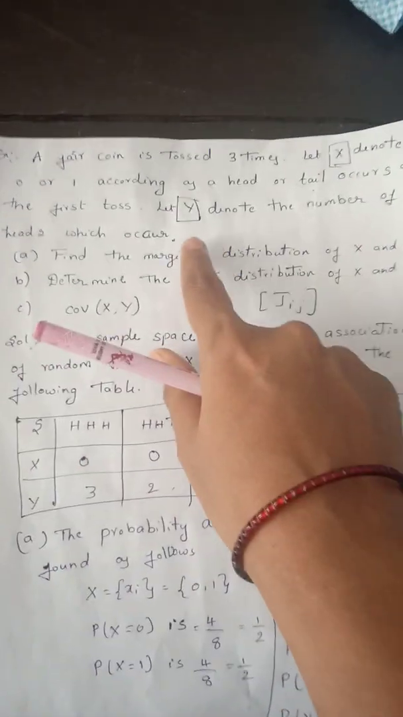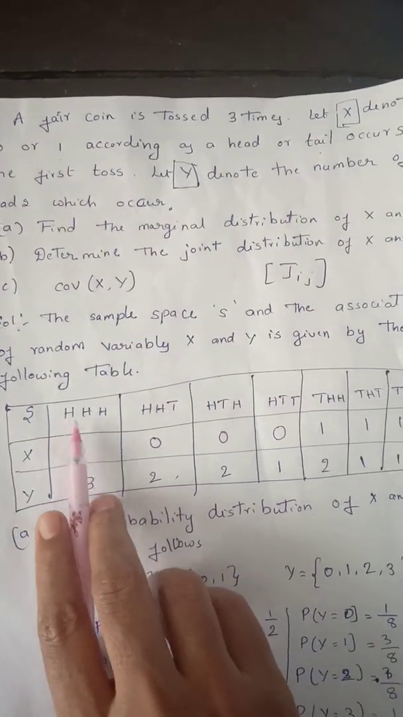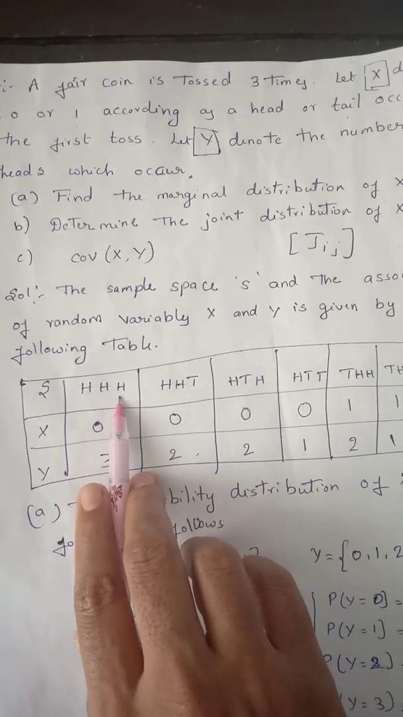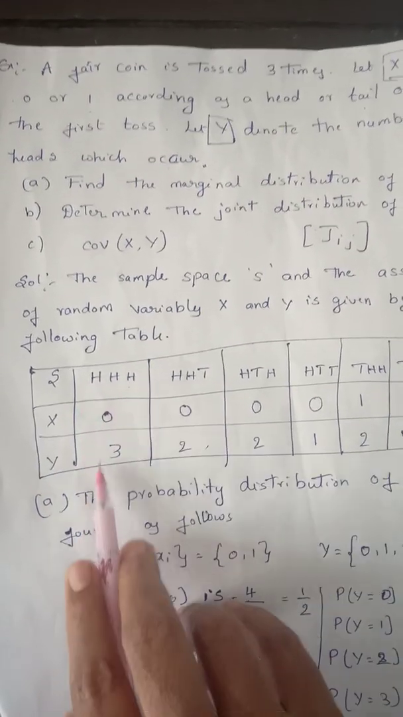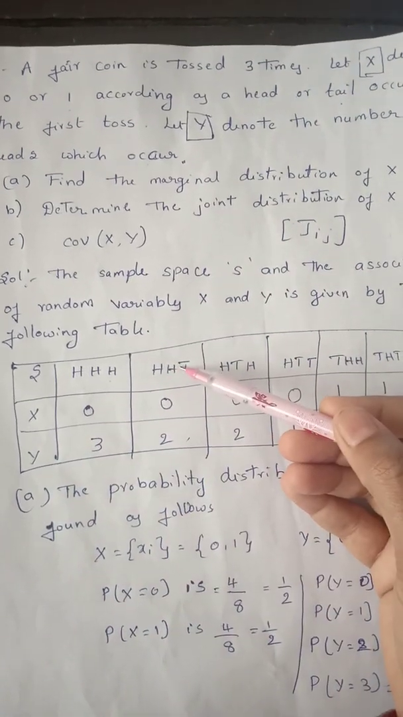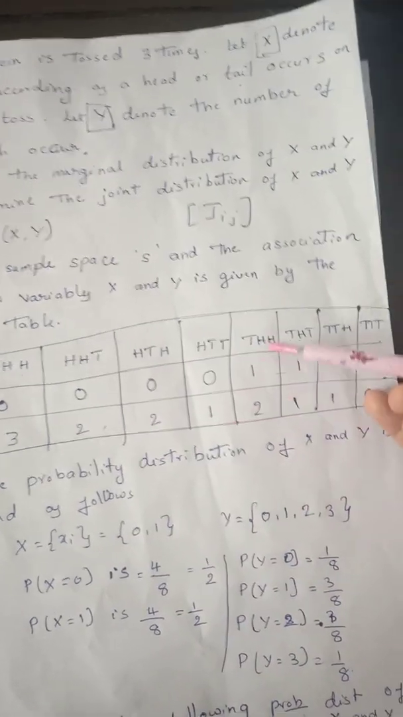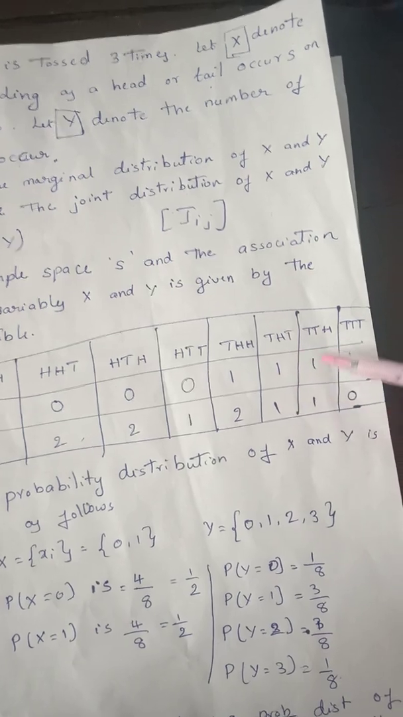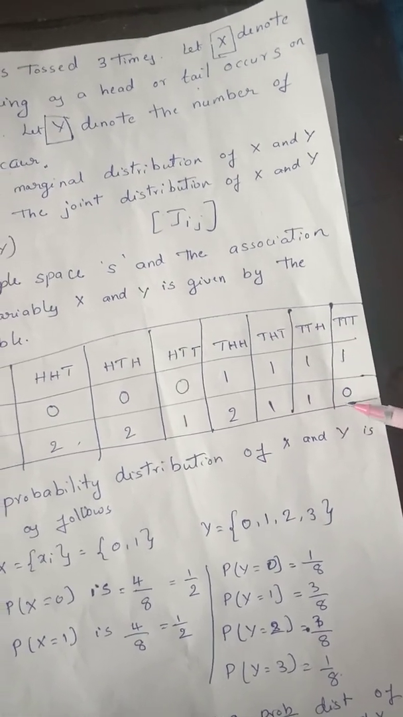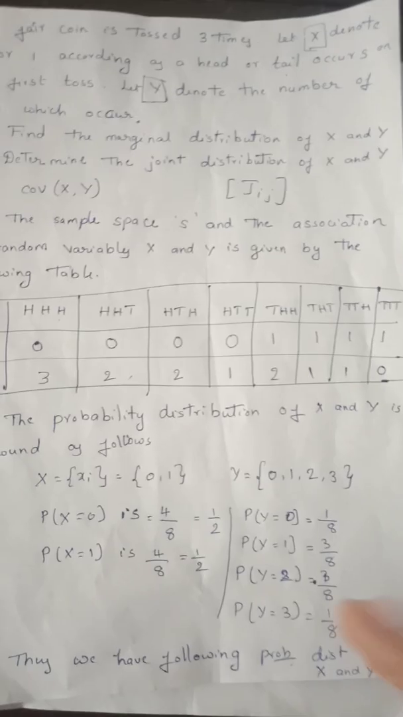Now what about the random variable y? Y denotes the number of heads. So how many heads occur if the coin is tossed 3 times? Here the first time there are 3 heads, that's why I have written 3. Here y, the number of heads, is 2. Here also the number of heads is 2. Here 1, here 2, here 1, here 1. Here there are no head outcomes, therefore 0. So this is the method to write the capital X and capital Y values.